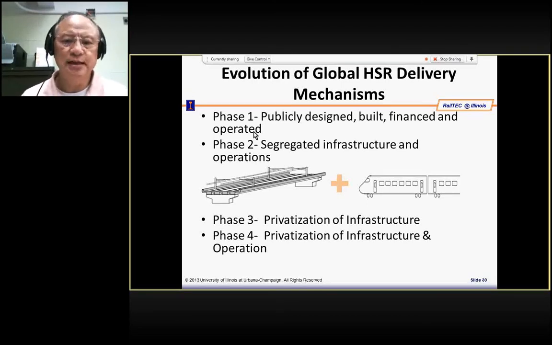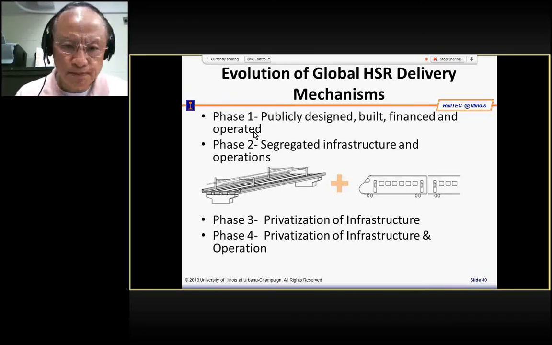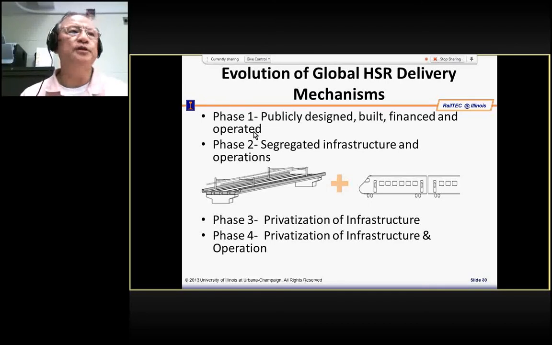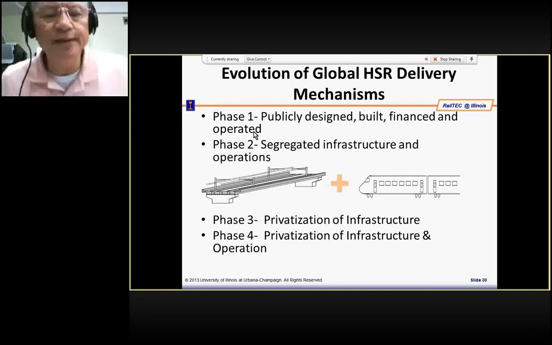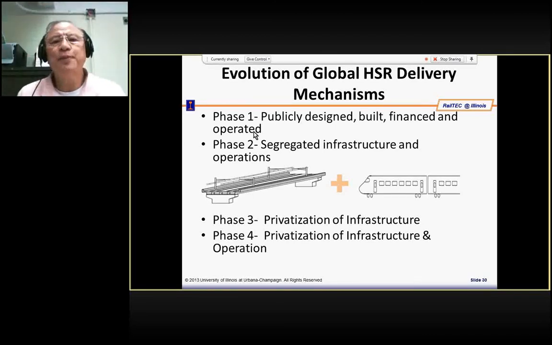And this happened to the French railroad, the first high-speed rail in France, which is designed, built, financed, and operated by SNCF. In Japan, it's the same. The first, the Tokaido Shinkansen, connecting Tokyo to Osaka, was designed, built, financed, and operated by the Japanese National Railroad, and that was government. Okay, so basically, it was public work in the beginning.